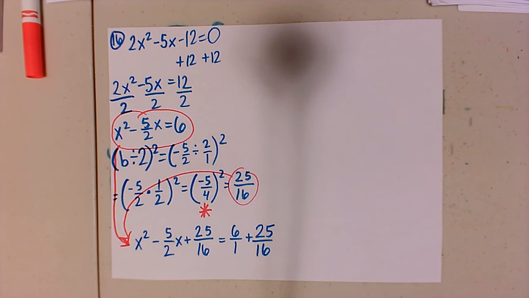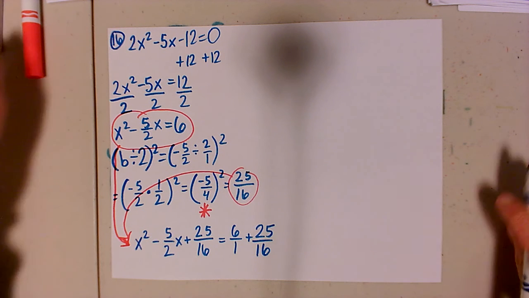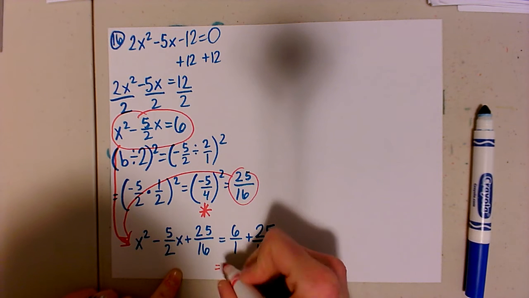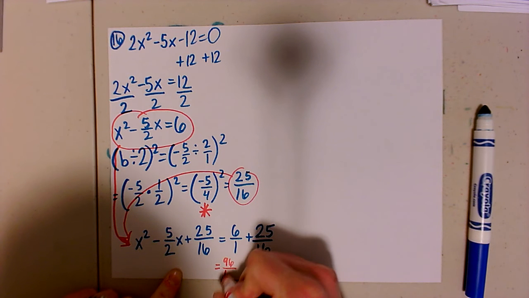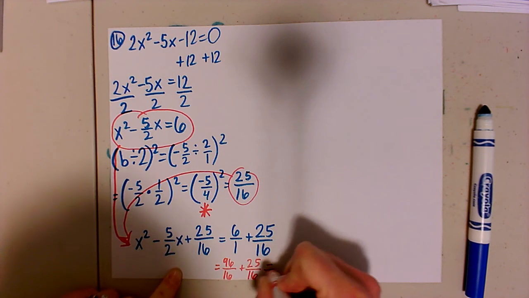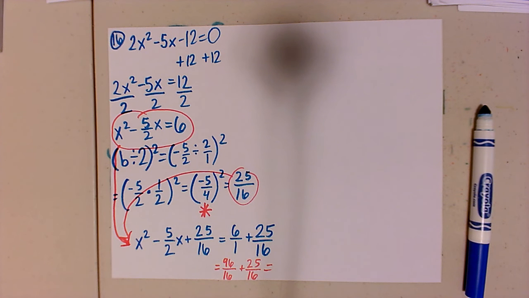Okay, now we want to simplify this 6 plus 25/16. Well, if we find a common denominator, that would be 16, and 16 times 6 is going to be 96. So let's see, this piece right here is the same thing as 96/16 plus 25/16, and 96 plus 25 is 121.